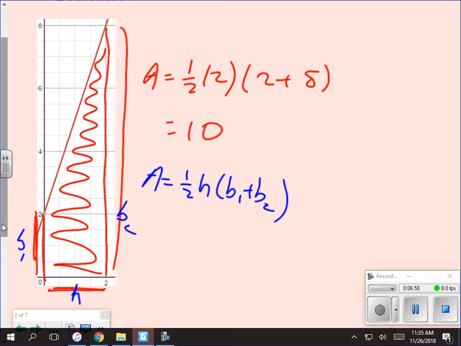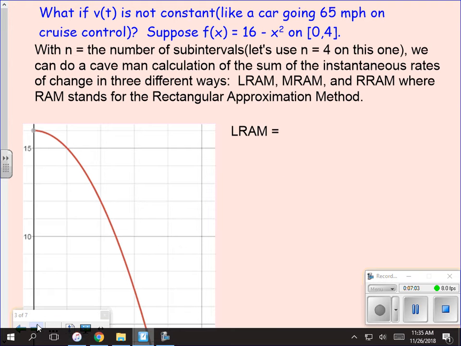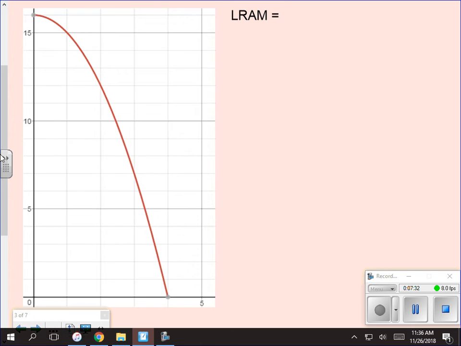Questions? So yeah, basically it's find the area under the curve. Okay. So if it's not a straight line, this makes things a little more difficult. What if u(t) is not a constant, like going 65 under cruise control? Suppose f of x equals 16 minus x squared on the interval from 0 to 4. I still want to find the area under the curve. But literally, I have a curve. It's not straight. It changes. It's not even close to straight.